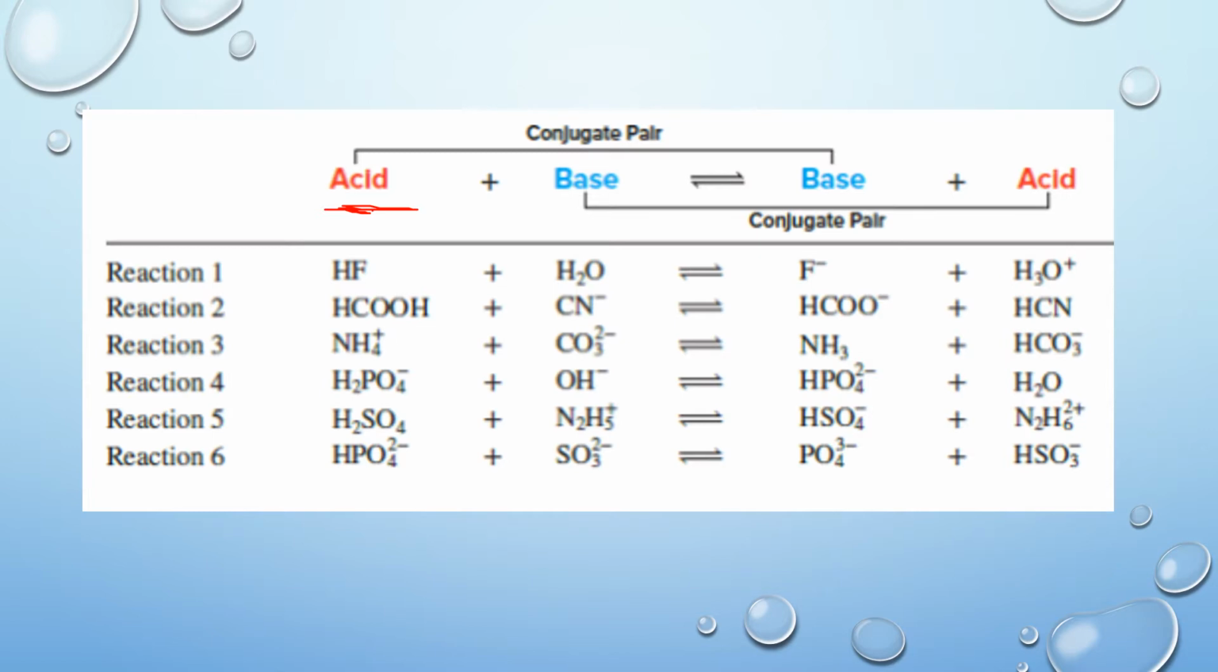So it becomes the conjugate base. So that's 1 pair. And for the base, after gaining the proton, it becomes the conjugate acid. So that's another pair.